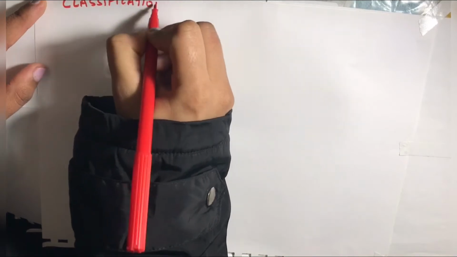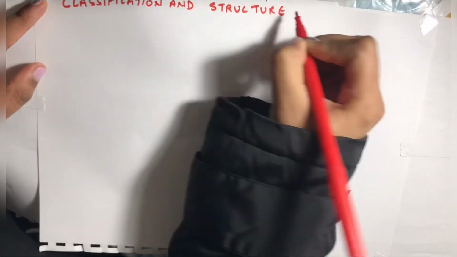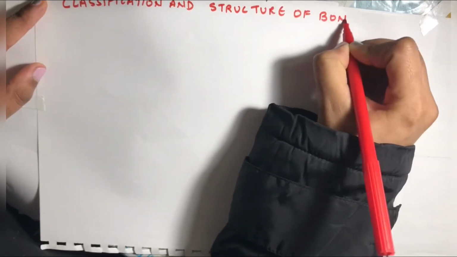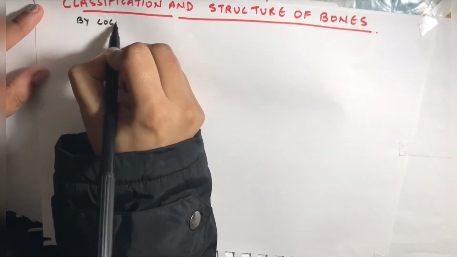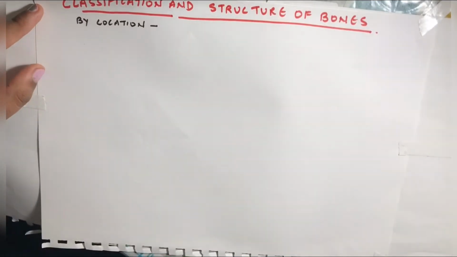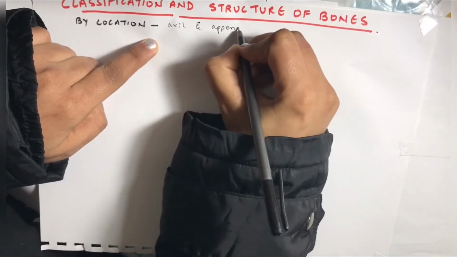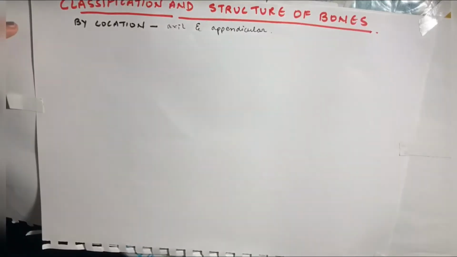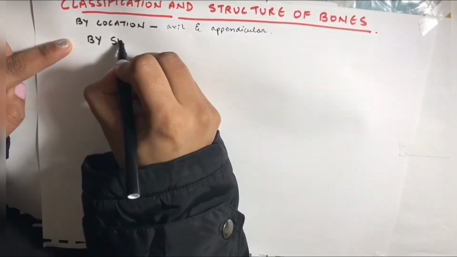We will talk about the internal and external structures. I'm sorry, the headline is not proper in the video, but it's written that classification and structure of bones. By location, we already classified the bones in the previous video. We talked about axial and appendicular skeleton. Now in this video we will classify the bones on the basis of shape.